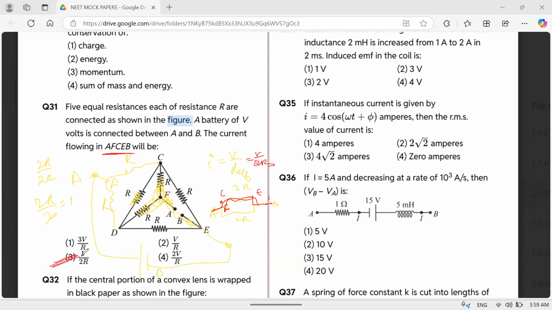Option 3. That was what I was thinking. If it is total effective, it will be R, beta. He's only asking for the upper part. See, he is smartly asking. Otherwise, 90% of students will write V by 2R and some. He's asking only for the upper part of the circuit. Good question, beta. Got it? Sure.